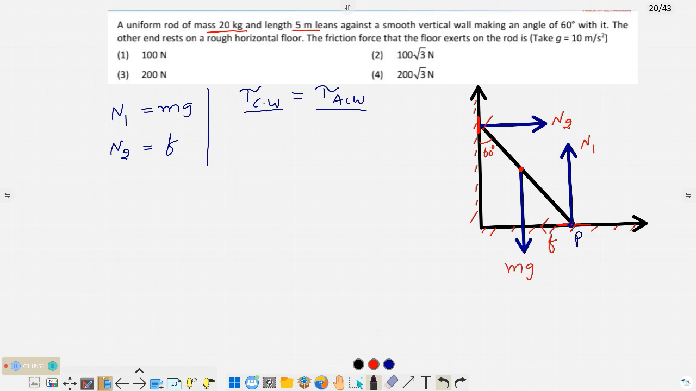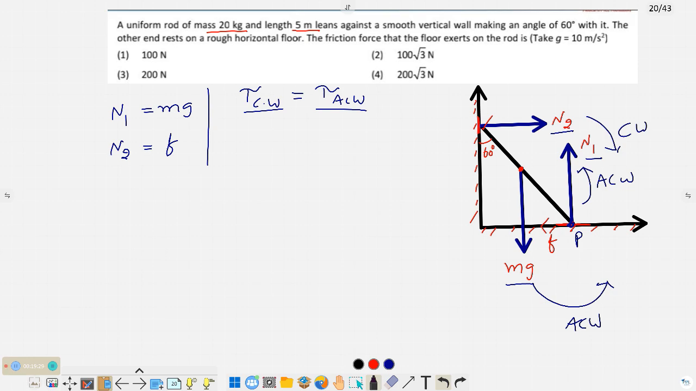The torque due to forces, which forces? mg, N1, N2 at point P. You can calculate. Torque in the clockwise direction: if you observe this, which type of rotation does mg generate? mg generates anti-clockwise torque, and N1 also creates anti-clockwise torque, and N2 creates clockwise torque. So two anti-clockwise torques, one clockwise torque.